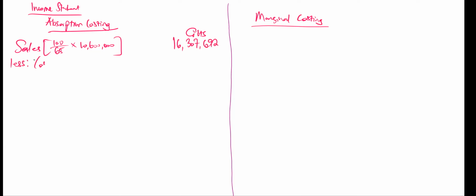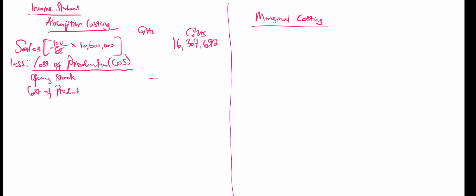Then now we are going to less what? Our cost of sales, or simply our cost of production, because we are producing to sell, which is still our cost of sales also, because we only produce to sell. So the question is, did we have any opening stock? We didn't have any opening stock, right? Opening stock was nil. The question had no stock, right? But cost of production.